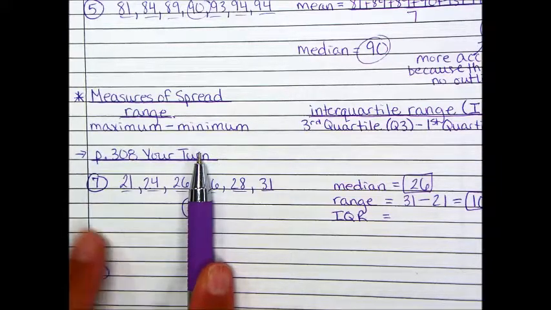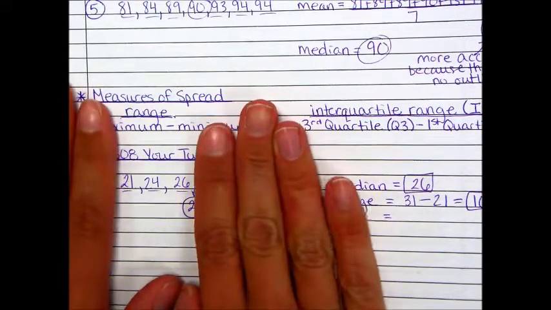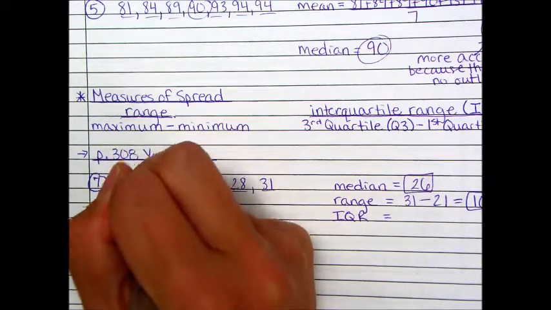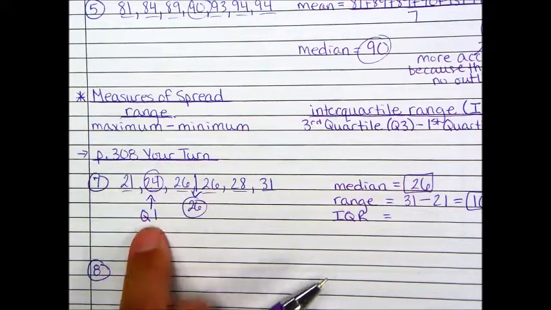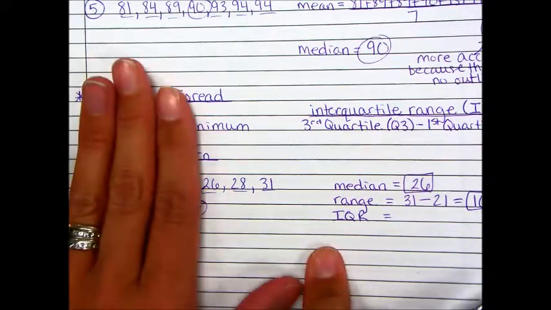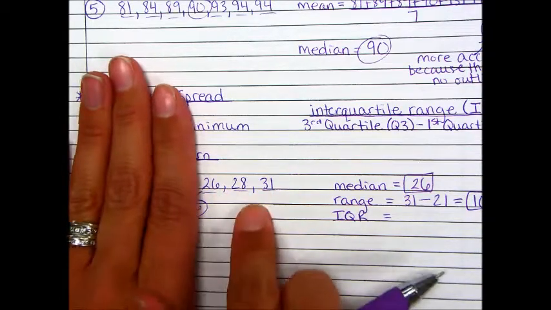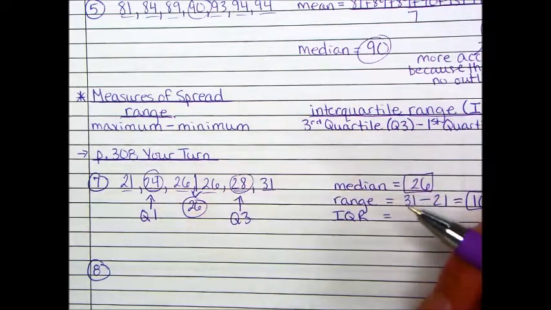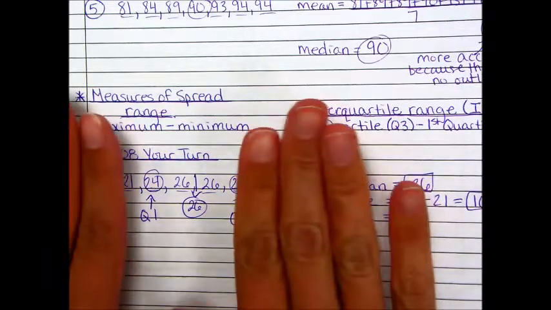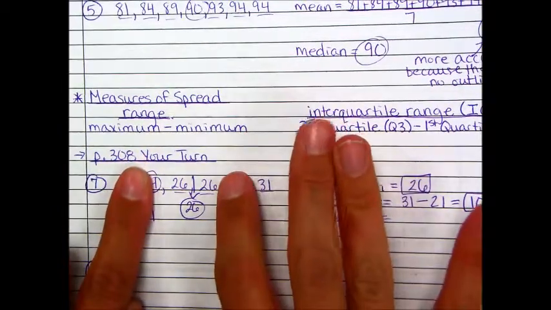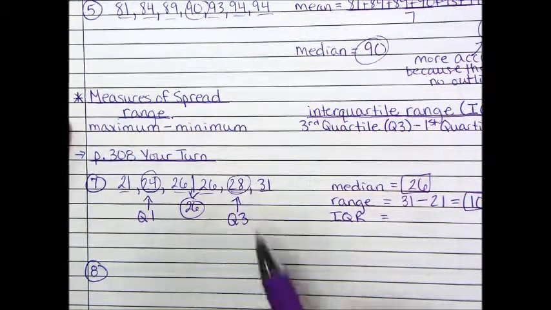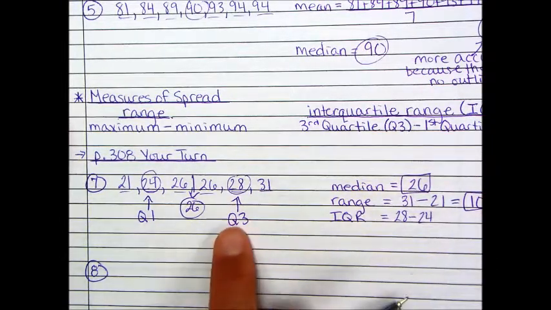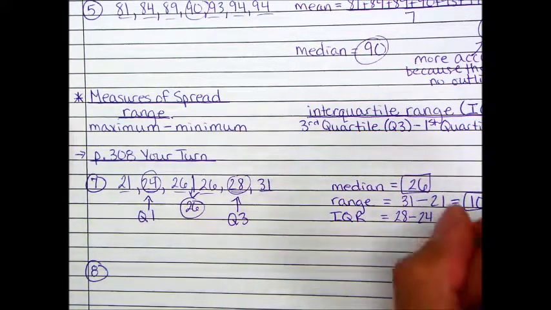So you need to look at the 3 numbers that are below the median, and out of these 3, where's the middle? 24. That's Q1. And then you need to look at the numbers above the median. Out of the 3 upper half numbers, where's the middle? 28. That's Q3. So to get IQR, you're looking at from this quartile to this quartile, how big of a spread do we have between the numbers? So you're going to do 28 minus 24, Q3 minus Q1. You get 4.